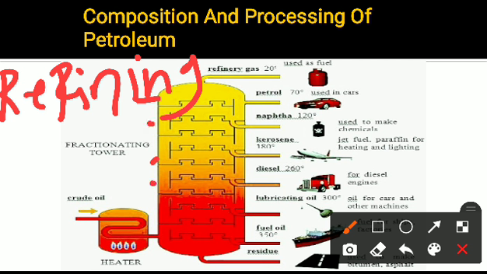You can see in this diagram there are different fractions, having different temperatures, 70, 120, 260. At these different temperatures, the oil or the petroleum is separated out. That is called refining of petroleum. This question is always asked in your examination: what is refining of petroleum? The process by which petroleum is separated into different fractions having different boiling points is called refining of petroleum.